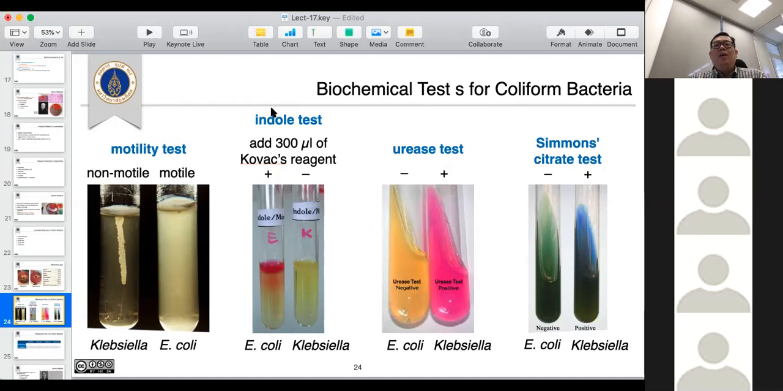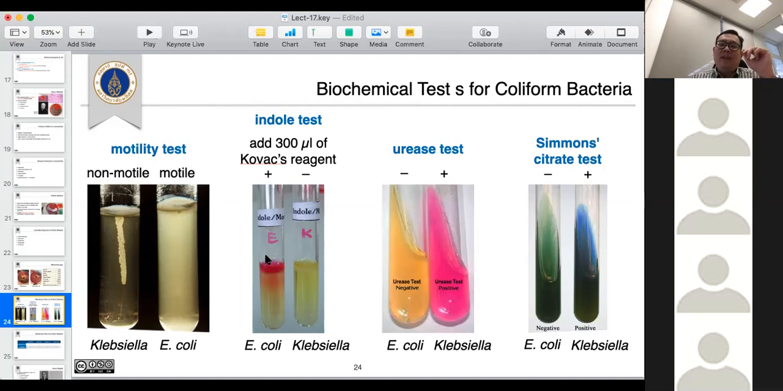So the indole test, sorry, not phenylalanine, it's tryptophan. We want to see whether bacteria can produce tryptophanase and digest tryptophan. Kovac's reagent is quite similar to tryptophan, but the difference is that when they digest it with tryptophanase, the chemical in the Kovac's reagent will turn red. Otherwise, the color is yellow.